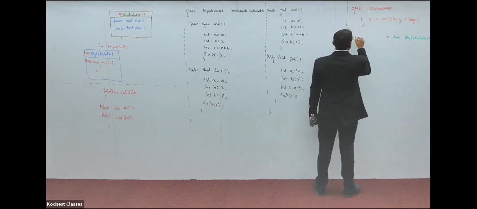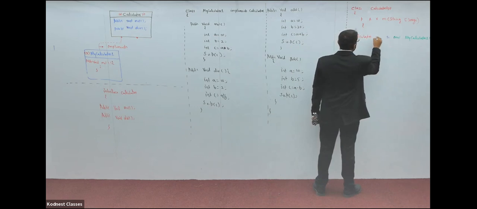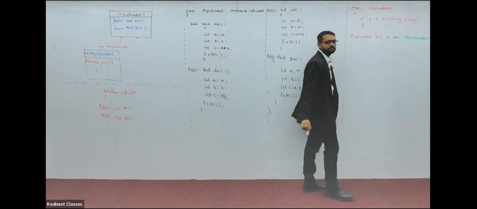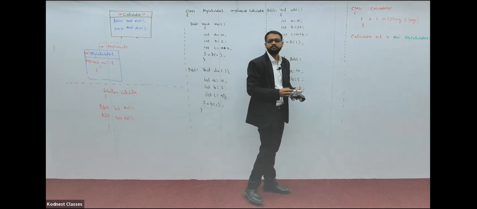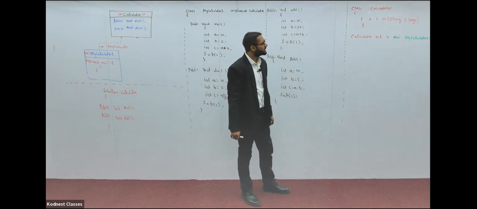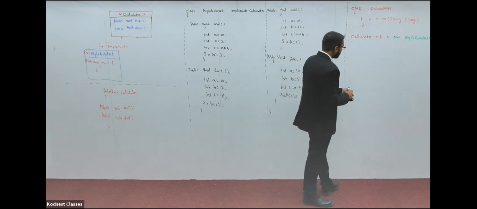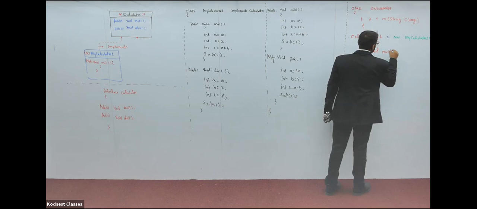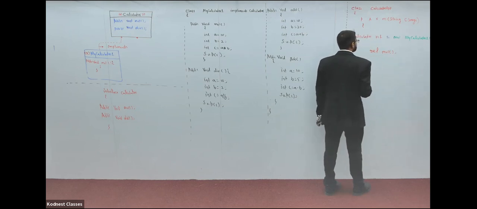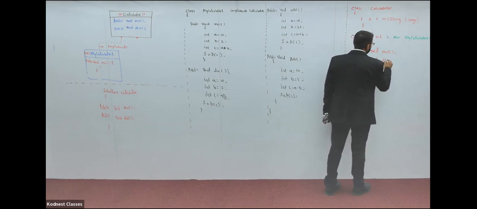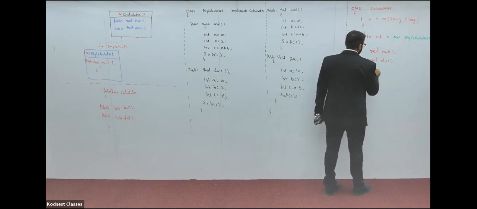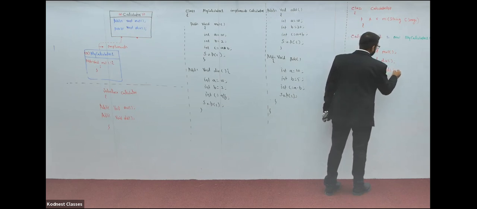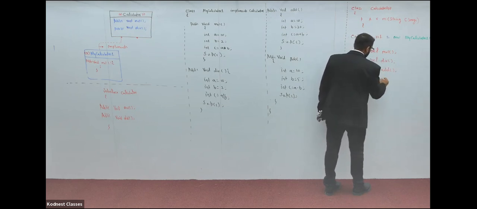Calculator type ref, referring to child class object. Okay, sir. Next what? If I tell ref.mul, what will be the output? Ref.div, what will be the output? Ref.add, what will be the output? Ref.sub, what will be the output?